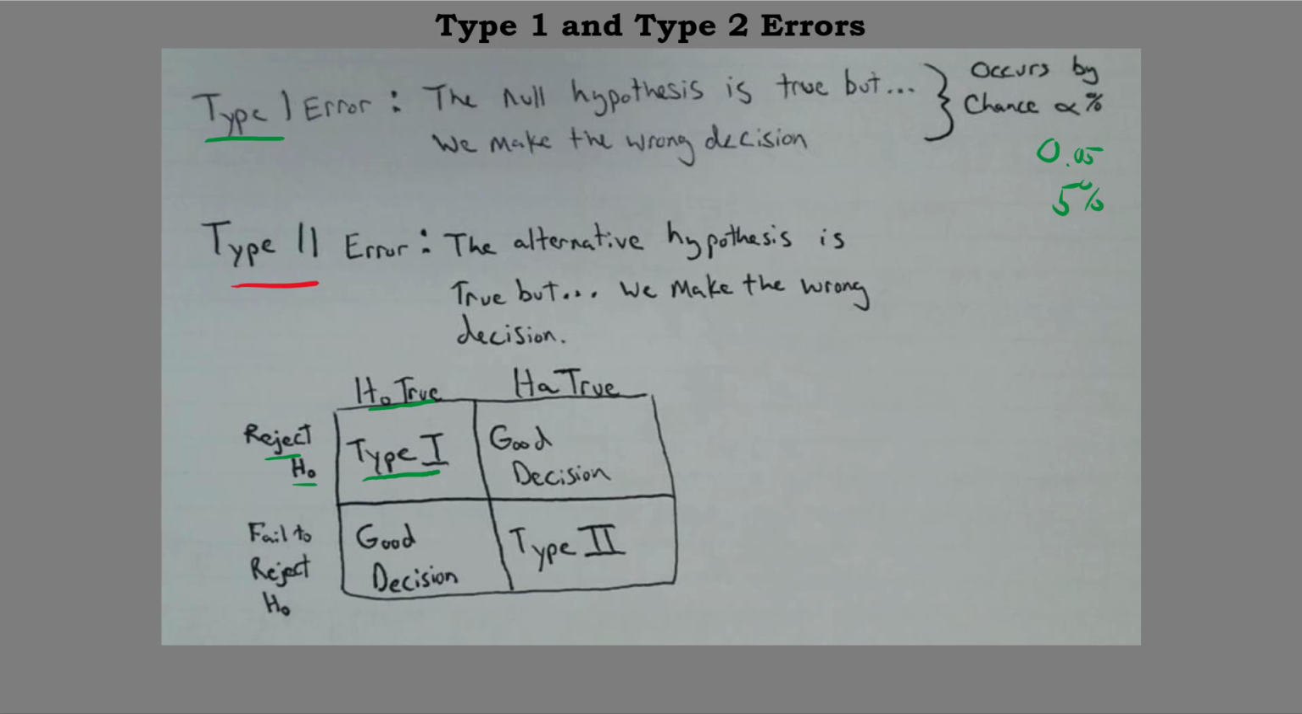And for a type 2 error, the alternative hypothesis is true, but we make the wrong decision. So in other words, we fail to reject the null, right? So our HA, our alternative hypothesis, is true, but we make the wrong decision. So we fail to reject the null hypothesis. In other words, we're accepting the null hypothesis, which means we're rejecting the alternative. That's what fail to reject the null means.